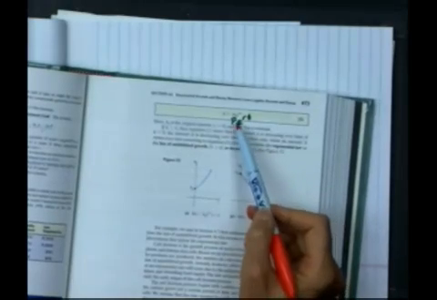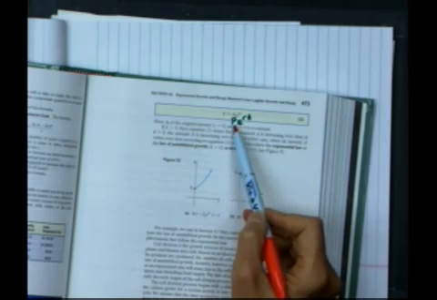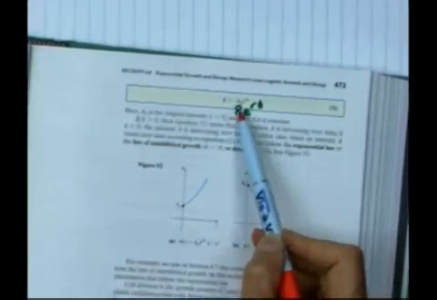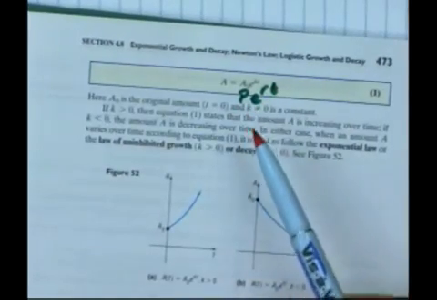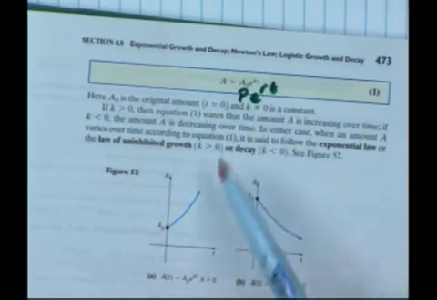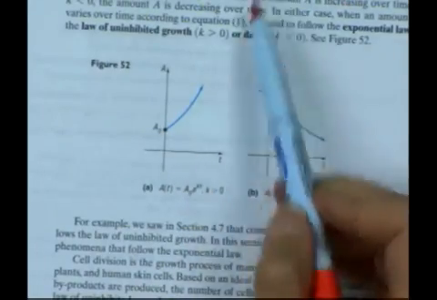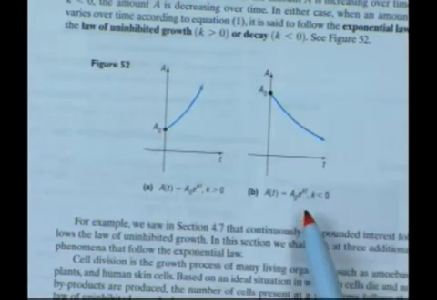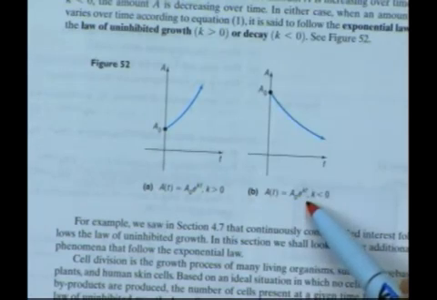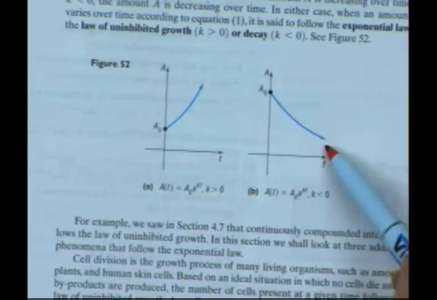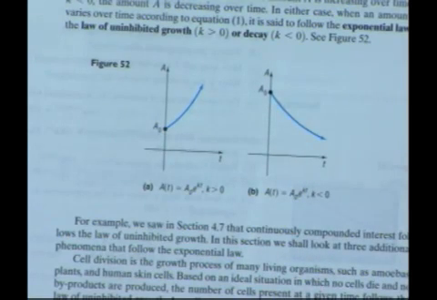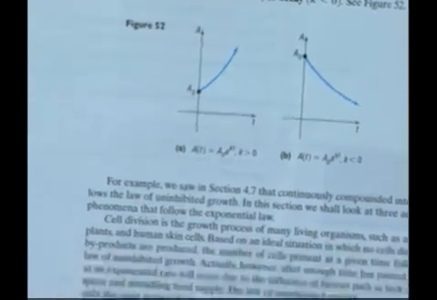Okay, 4.8 on page 473. I was trying to explain to you that the book is just using different letters, but it still is your Pe to the rt. As long as your r is positive, and if you look at the little figure 52, k greater than 0, as long as your r is positive, you got growth. Whenever that little r, or in this case the k, is negative, you have decay. Okay, exponential decay. So if you want to memorize new formulas, you can, but the whole thing is just a good old Pert problem. All right?